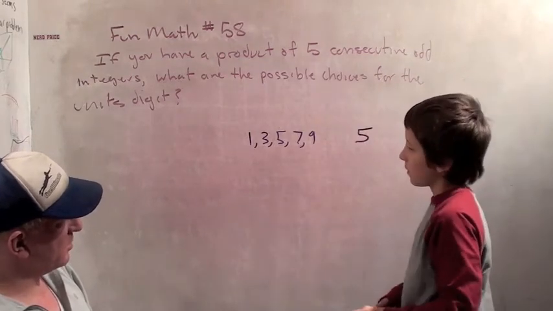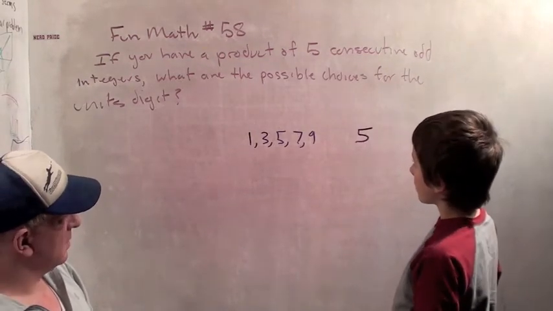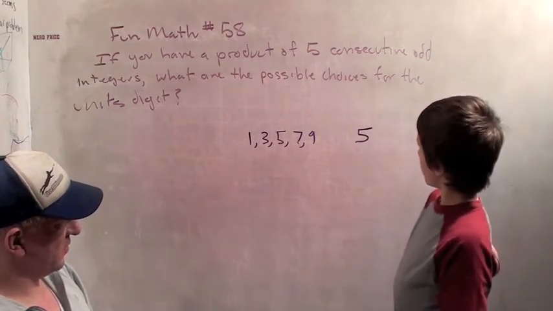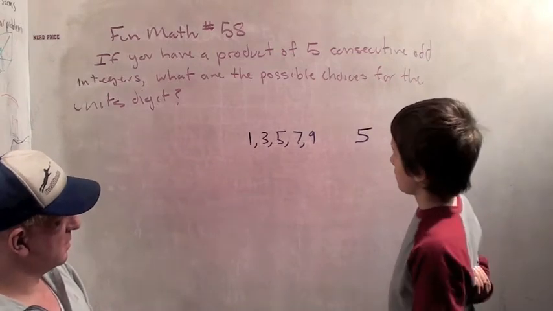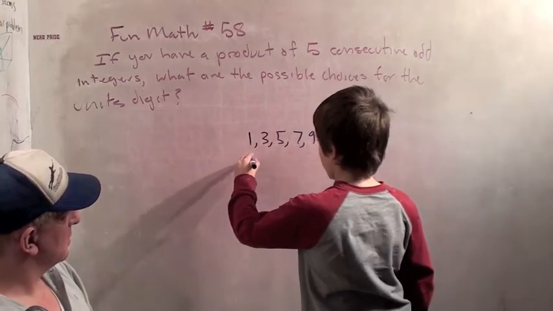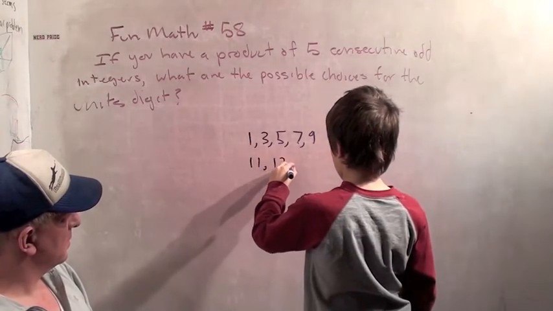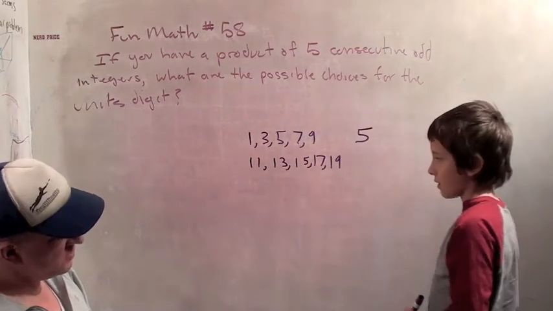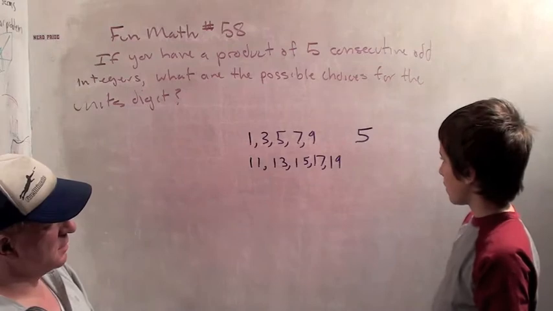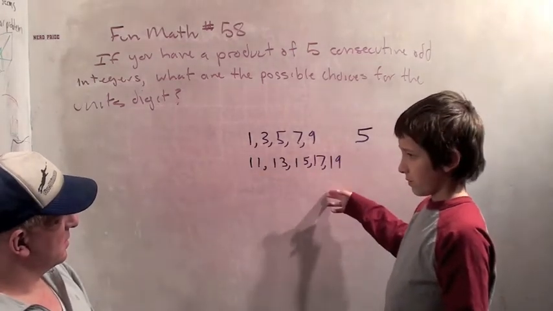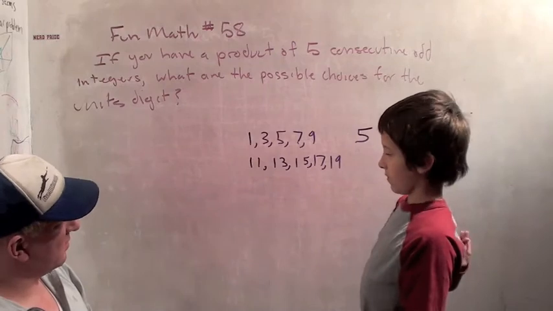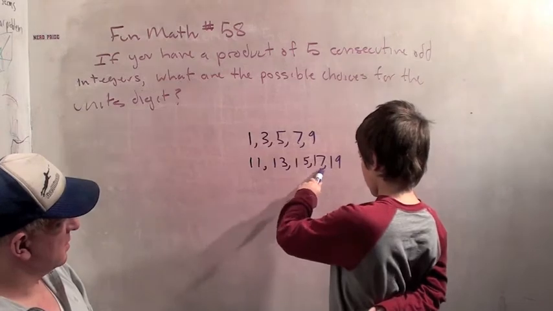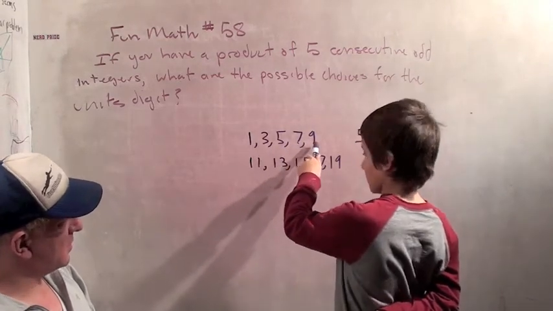What would you do next? We could choose a bigger set. For example, 11, 13, 15, 17, 19. Why would you make that as your next choice? They're the next odd numbers. That's fine, but I see something here. What do you see? The units digits on these numbers are the same as those ones.